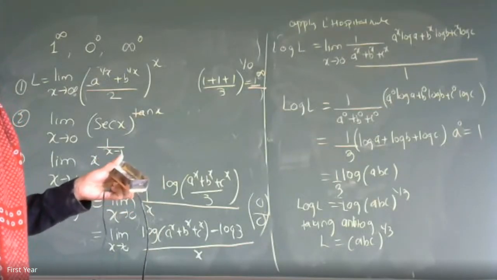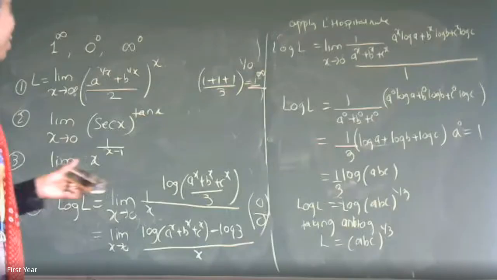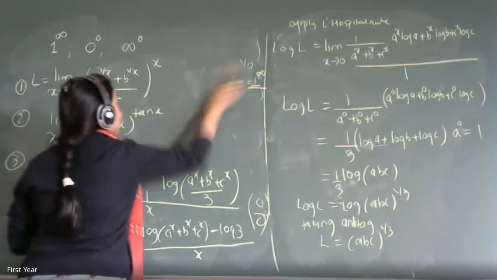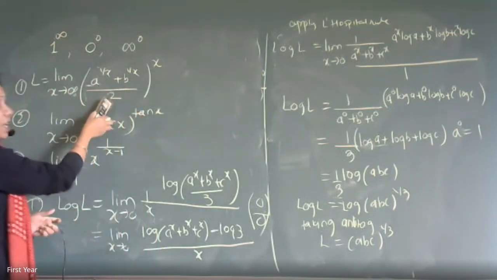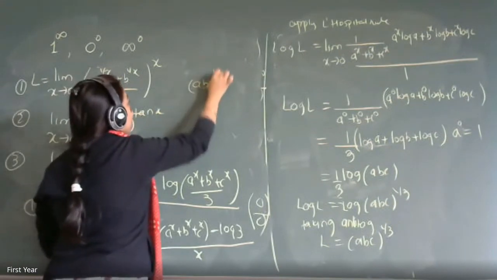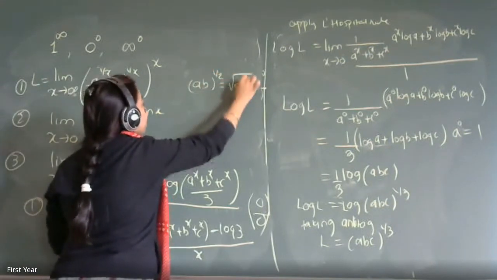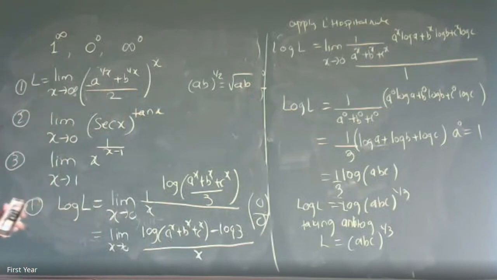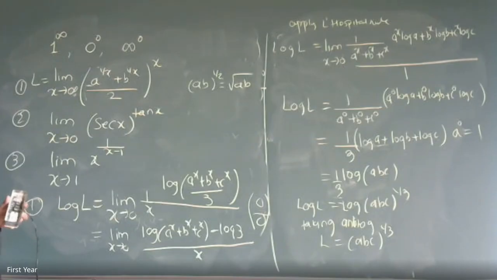Who told that answer? Sanjana, AB to the power 3. Will it be 3 or 2? How many terms are there? Only 2 terms are there, na? So it will become AB raised to 1 by 2. So that will become the square root of AB. Is this clear? Same method, you can solve it, but it is becoming square root of AB.